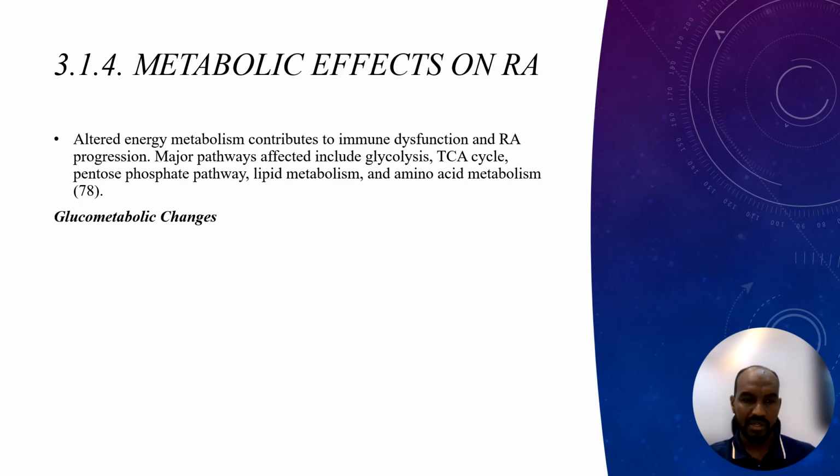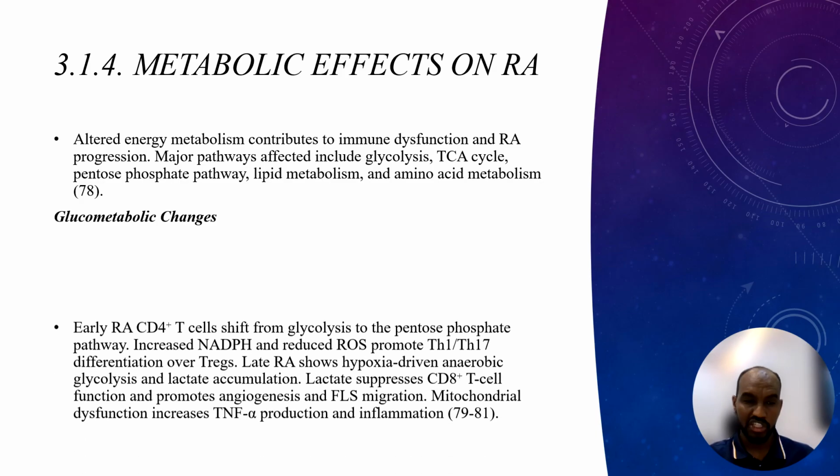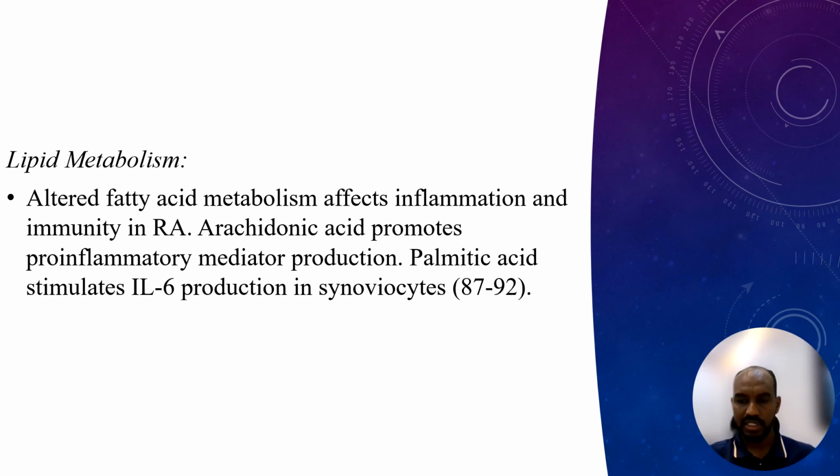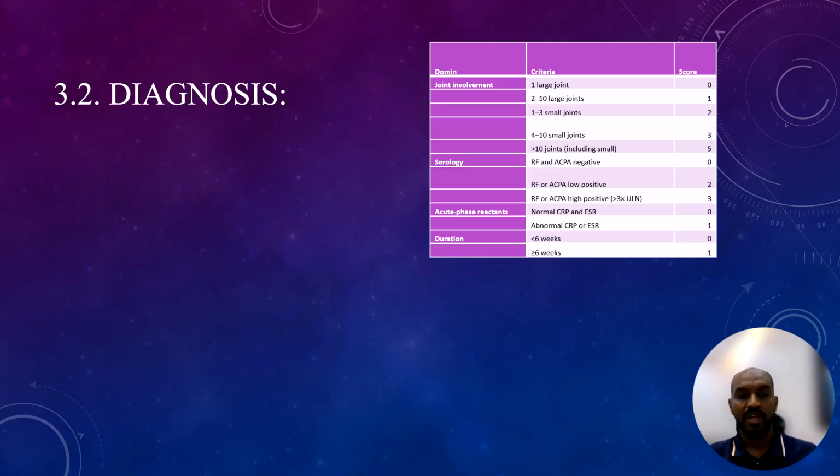The major pathways are metabolic changes. We also have amino acid metabolism changes and lipid metabolism changes. All this will actually cause an increase in the production of pro-inflammatory mediators and cytokines, which increase the destruction of the joints in rheumatoid arthritis patients.